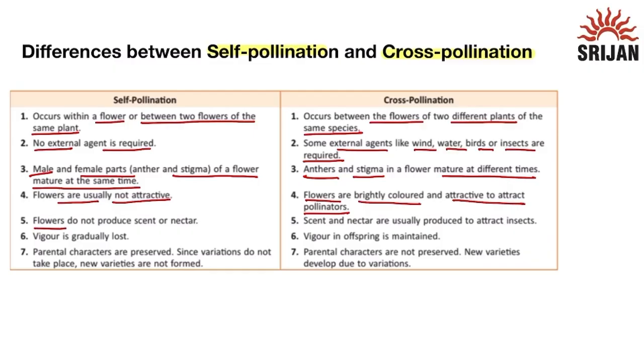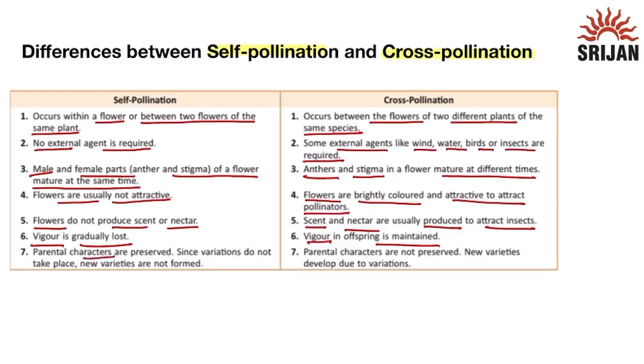Now, flowers do not produce scent or nectar, for the same reason that we do not need any agent for pollen travel, and in cross-pollination scent and nectar are usually produced to attract the insects. Now, sixth is that vigor is gradually lost in self-pollination and vigor in offspring is maintained in cross-pollination, for the same reason that we need to attract the agents for pollination.